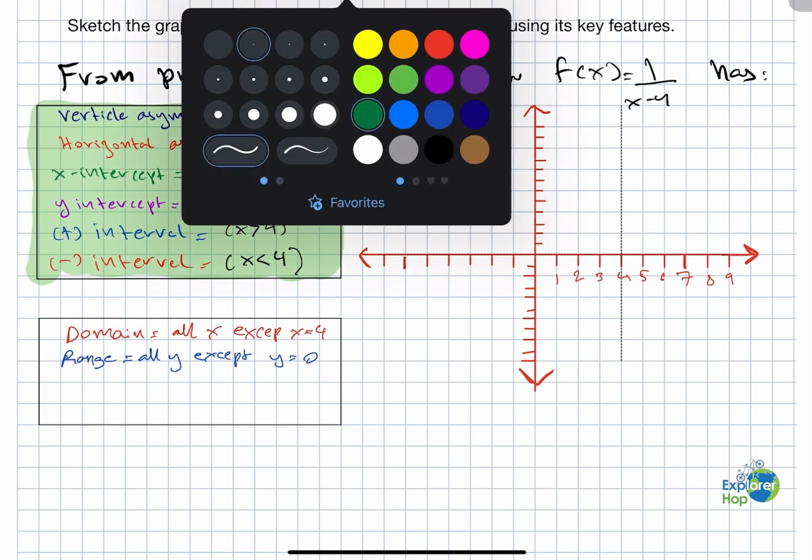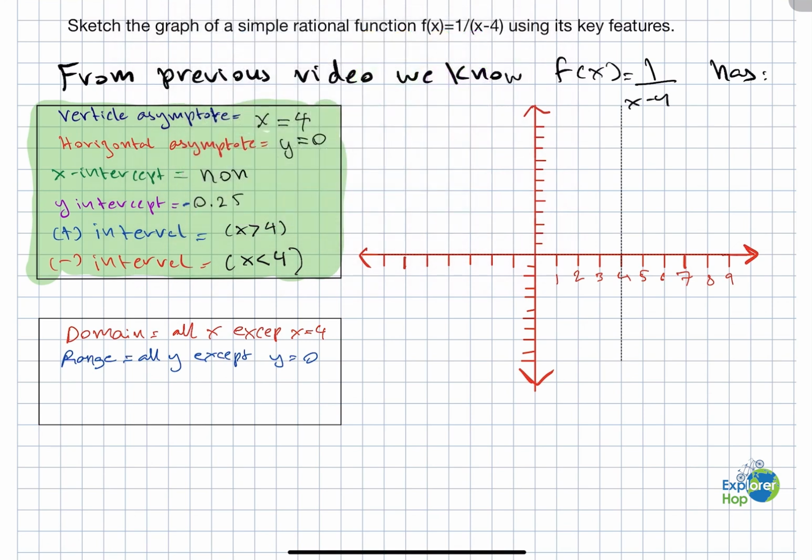Let me just draw that line just to help us out. So x is right here. That would be x = 4. And then we have another asymptote, which is the horizontal asymptote at y = 0.